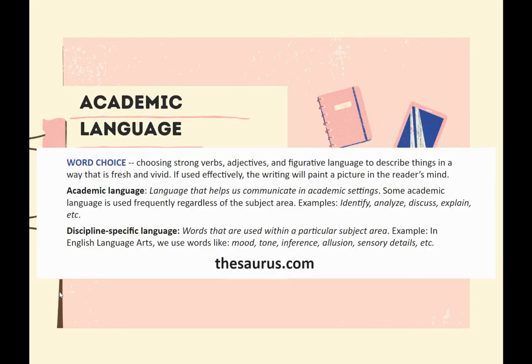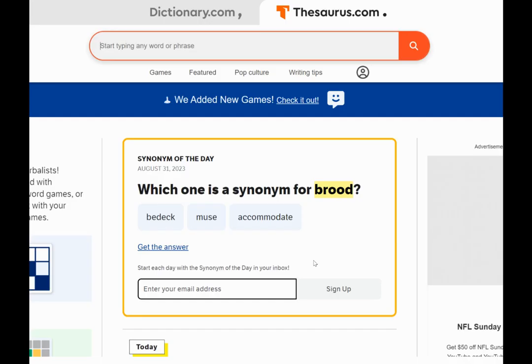Academic language, in the notes that I provided you, says right here: language that helps us communicate in an academic setting. It's basically professional, quote unquote, big kid words that you want to add to your writing. To do that, you'll go to thesaurus.com. And this is what it should look like. And what you'll do is you'll just type in here the word from your summary that you want to replace.